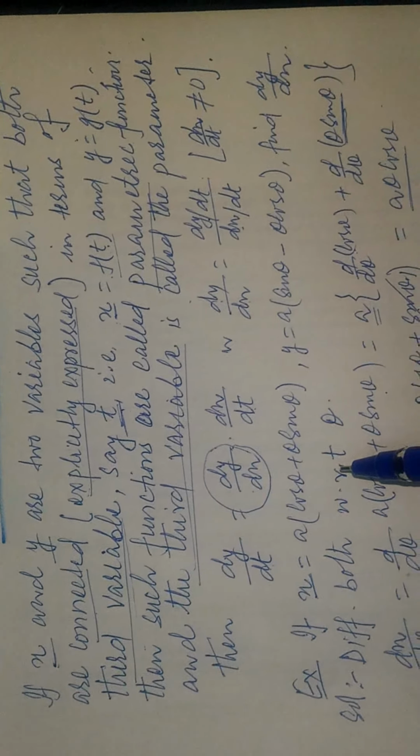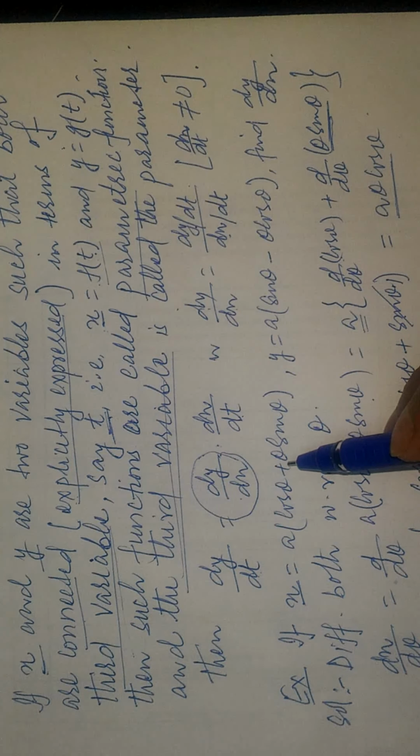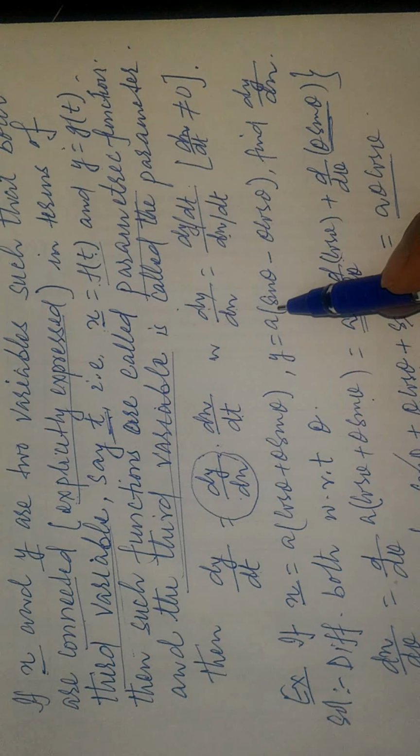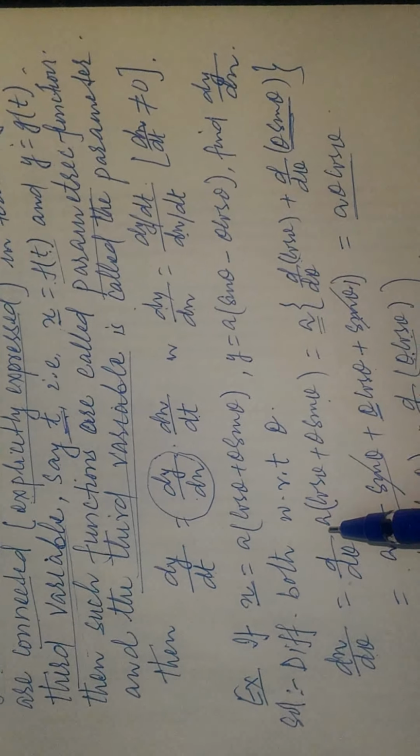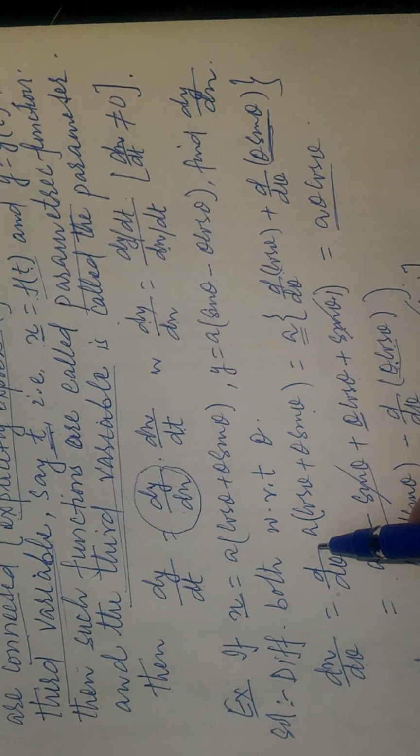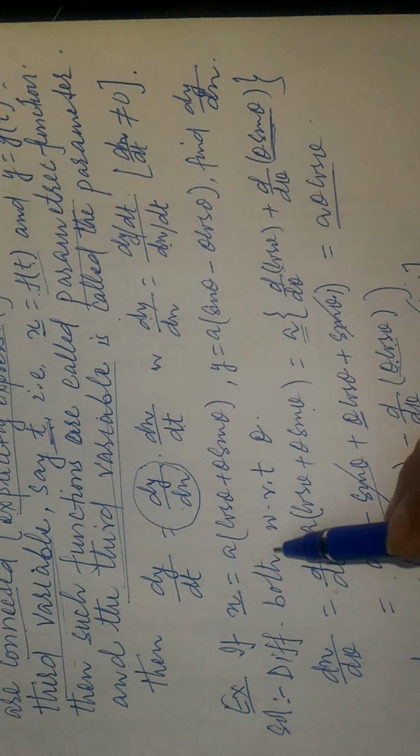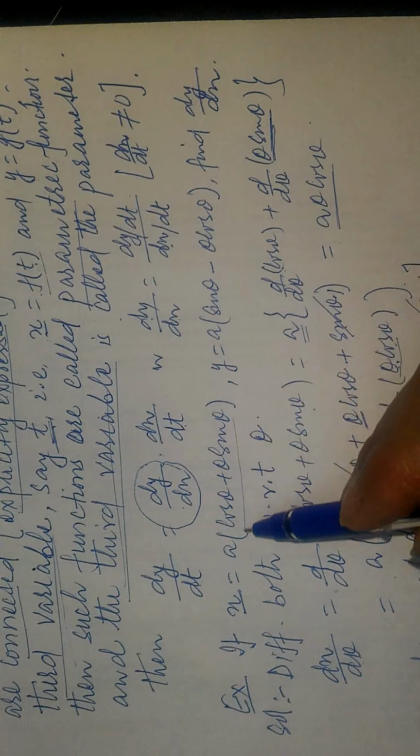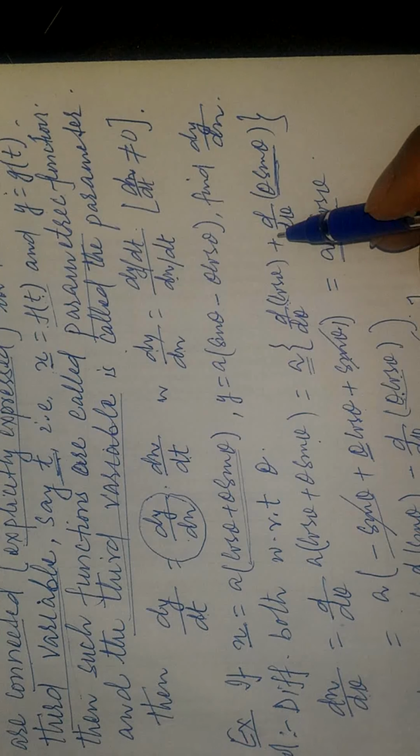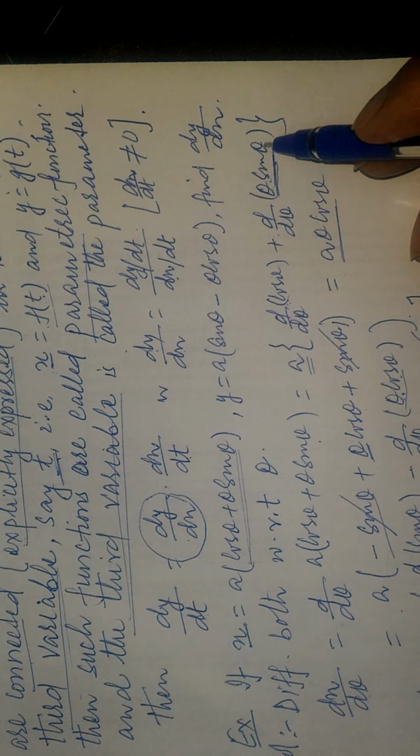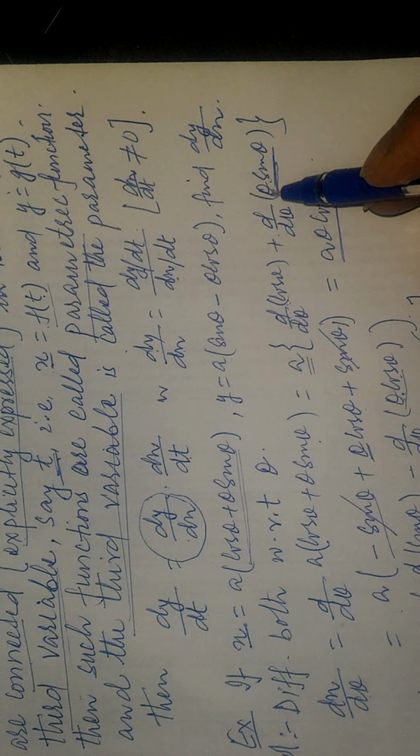Now let us take an example. If x is equal to a (cos theta plus theta sin theta) and y is equal to a (sin theta minus theta cos theta), find dy by dx. Differentiate both with respect to theta. So for x, dx by d theta, apply the rule of the derivative here. The second function is a product of two functions, so here we will be applying the product rule.